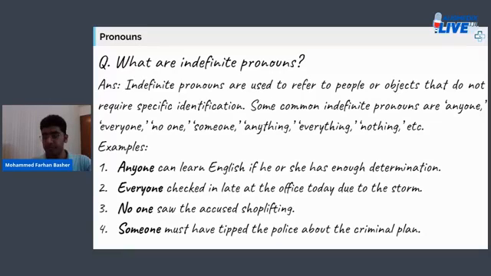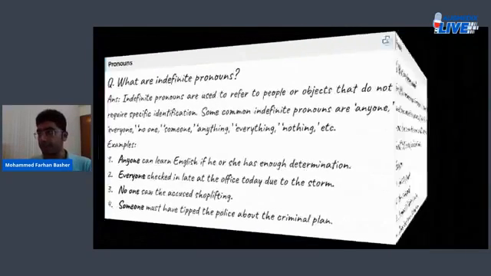Okay. Someone must have tipped the police about the criminal plan. Now, this person can be anyone. You don't know which person has done so, but you just know that someone has done so. So you say someone must have tipped the police about the criminal plan. There was maybe some plan to do something criminal, but someone has tipped the police, and the police has been able to stop something bad happening, right? Okay, so these are indefinite pronouns.